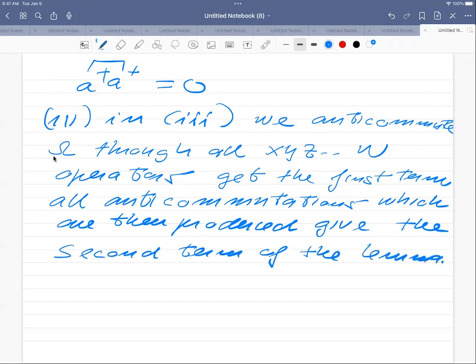So I see my time is running out. What we will do after we have stated this lemma, which we need to prove Wick's theorem, is start next week from here. We are going to look at a few examples of what this last statement 4 means, and then we're going to use this lemma to prove the theorem.